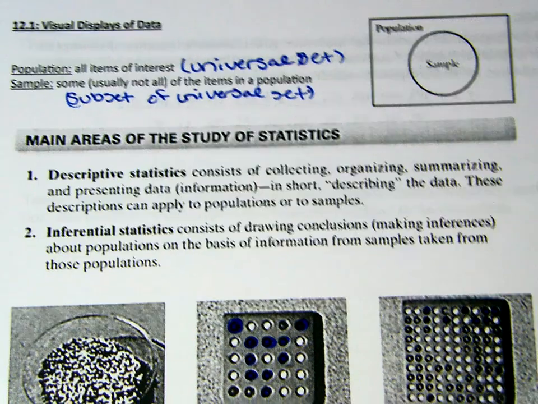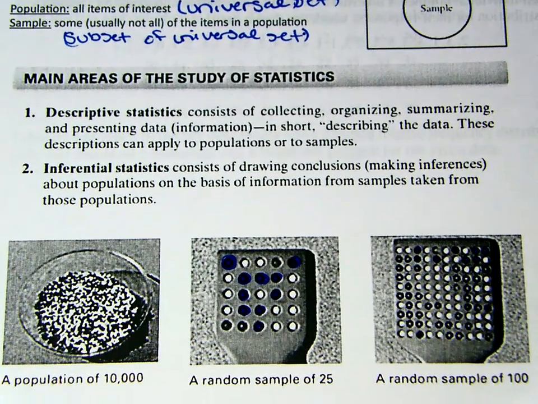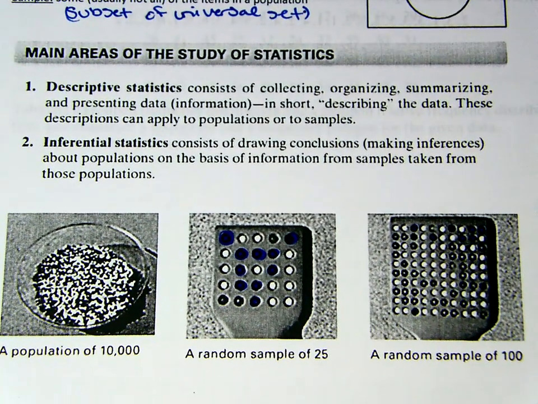All right, so there's two main areas of study in statistics. There's descriptive statistics. That's where you collect, organize, summarize, and present all of your data or your information. In short, this is your describing, thus it's descriptive, of the data. These can apply to the populations or to the samples themselves.